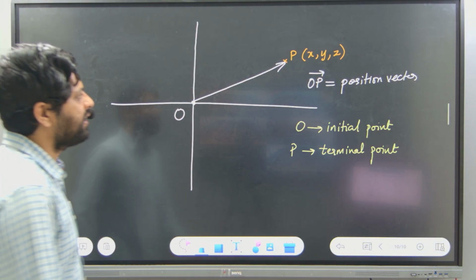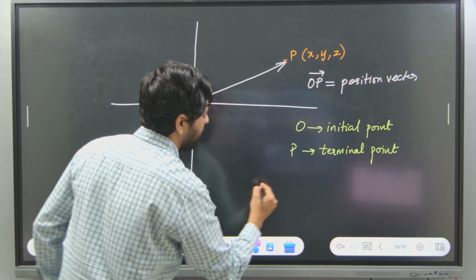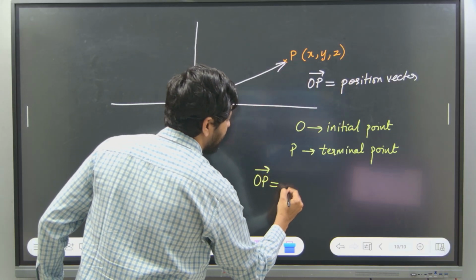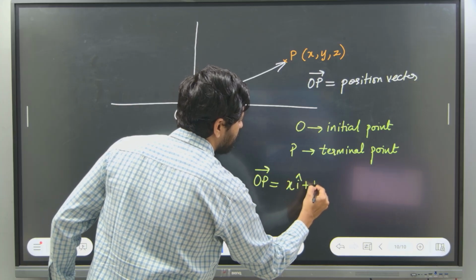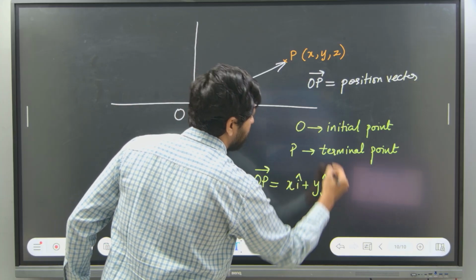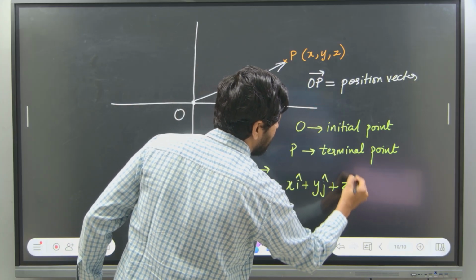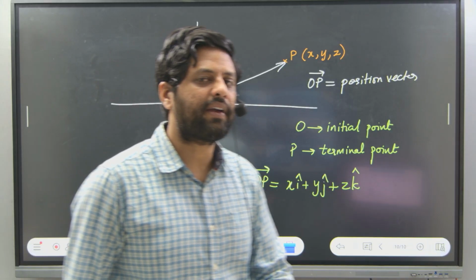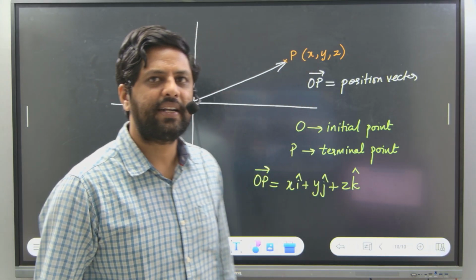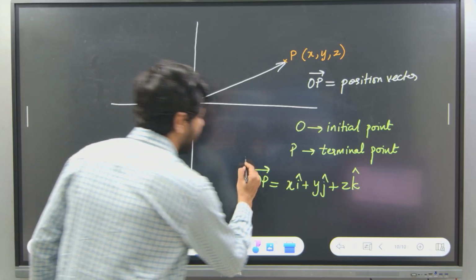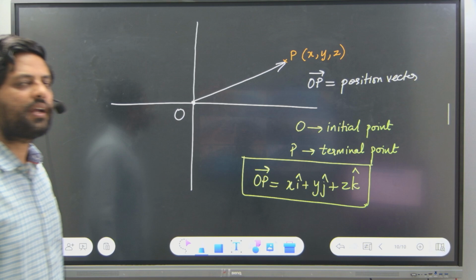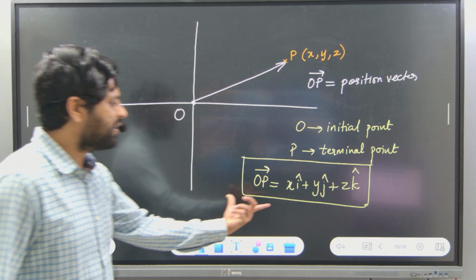So how do we write it in the vector format? If I have to write it in the vector format, the OP vector is going to be x into i cap plus y into j cap plus z into k cap. As I told, i cap, j cap and k cap are unit vectors along the x, y and z direction respectively.